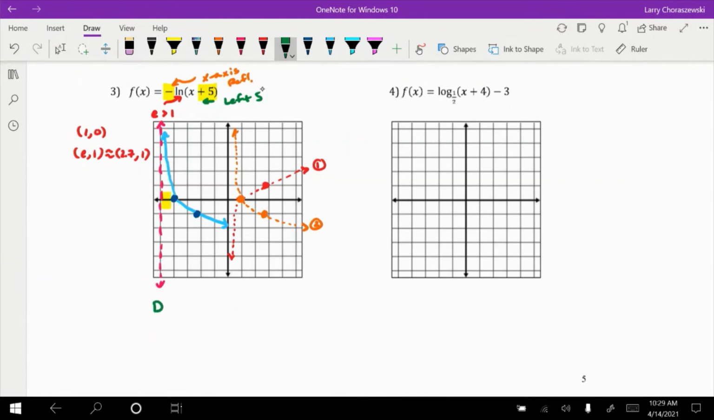Now for the domain, what you'd find is that it's (-5, infinity). The range, memorize fact, all real numbers. The vertical asymptote, if you set x plus 5 equal to 0, you get x equals -5. And then the point (1, 0) relocates to (-4, 0). That's where our new x-intercept is at, (-4, 0).